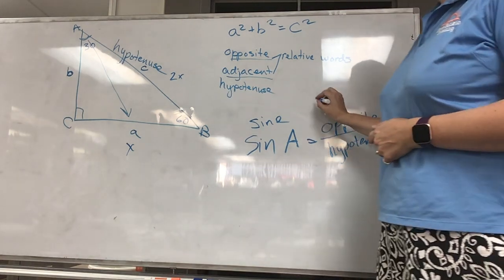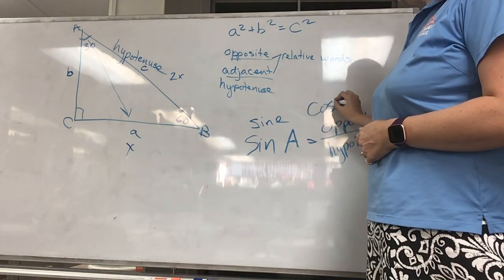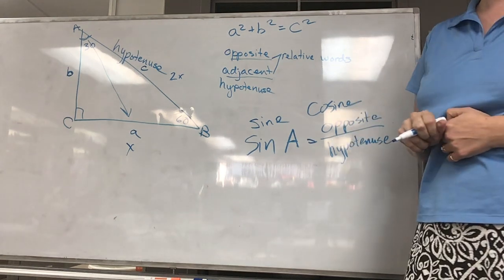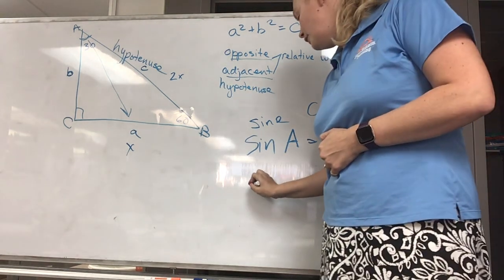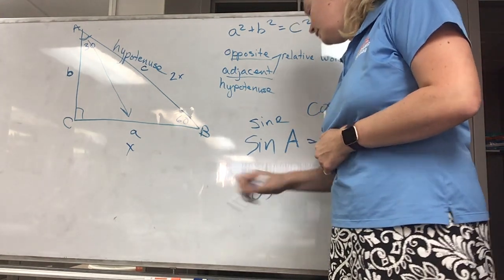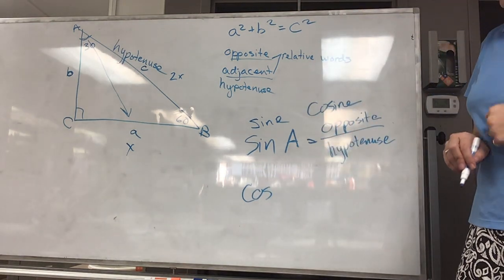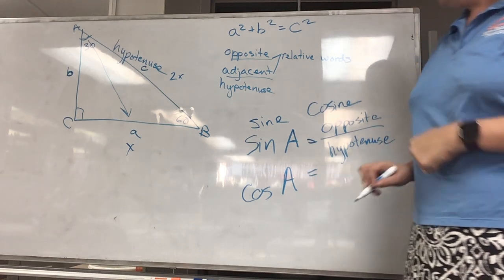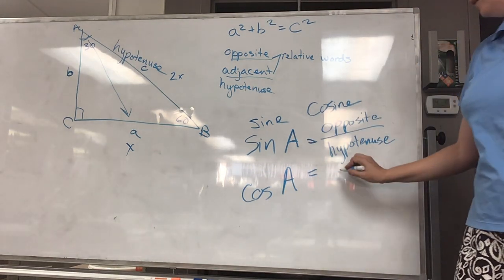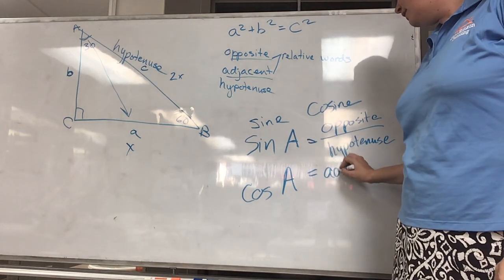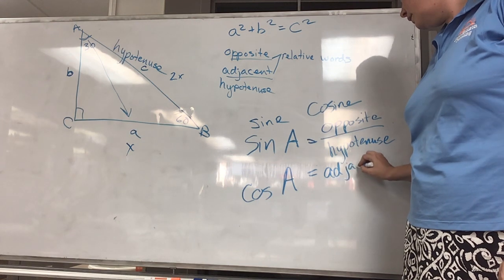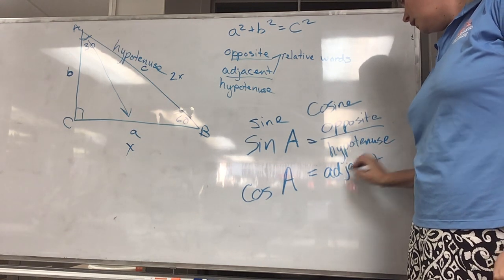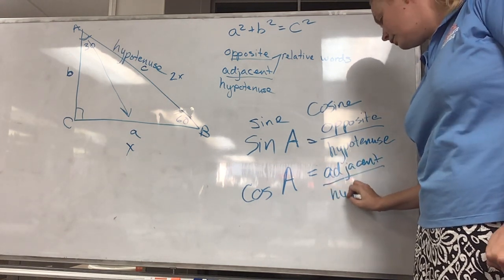Next one is cosine. And it's abbreviated to cos. We're going to stick with A for now. The cosine of A is equal to the adjacent over the hypotenuse.